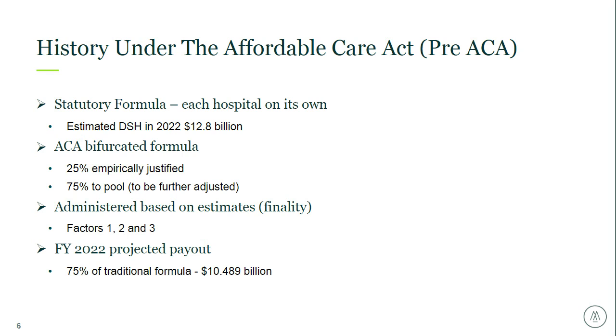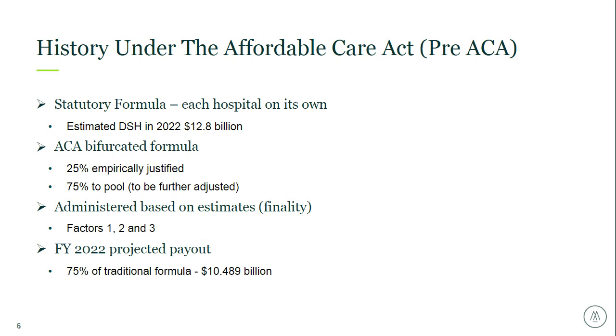As a result of the Affordable Care Act, the federal Medicare DSH payment calculation was bifurcated, with 25% of the computed amount going directly to hospitals under the historical DSH formula, and the remaining 75% is now established by a fixed UC pool shared by qualifying hospitals nationally.